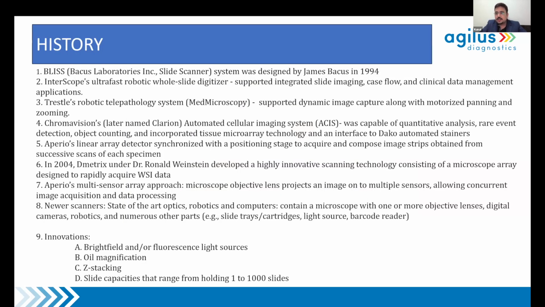Then, we had a variety of other innovations. The first system to be developed was the Bliss system, which was designed by James Backus. Then Interscope's ultra-fast robotic whole slide digitizer, which supported integrated slide imaging, case flow, and clinical data management applications. This was acquired by Trestle, which then supported dynamic image capture along with motorized panning and zooming, which was acquired by Chroma Vision actually, which developed the ACIS system that was capable of quantitative analysis, rare event detection, object counting, and incorporated even tissue microarray. So what exactly happened historically was that one company, whenever they innovated, they were acquired by a larger giant.